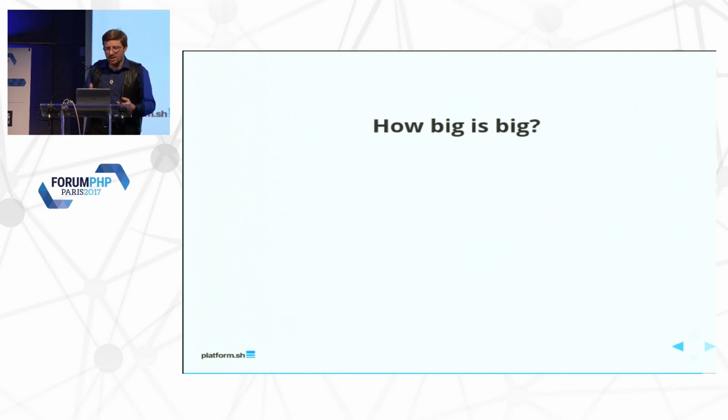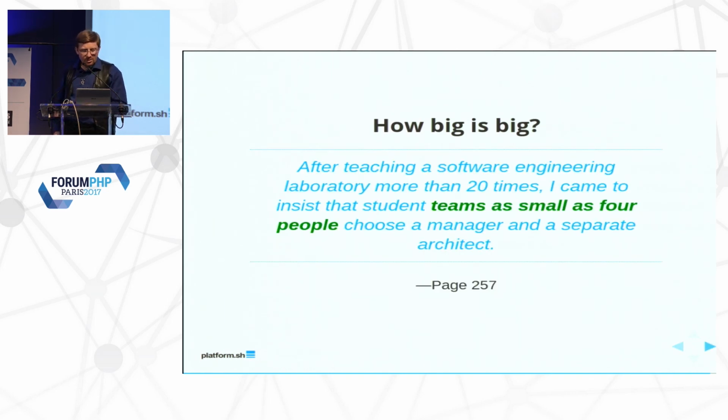Now, we're talking about large systems. How big are we talking? Well, according to Brooks, after teaching a software engineering laboratory more than 20 times, I came to insist that student teams as small as 4 people choose a manager and separate architect. 4. That's a big team. Manager, lead architect, and 2 implementers.